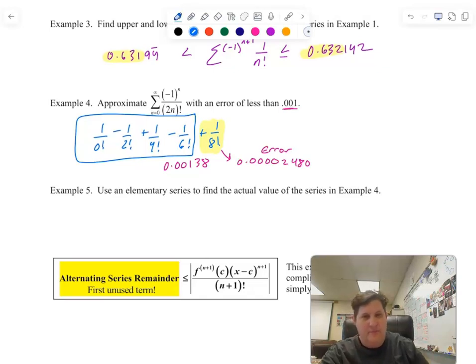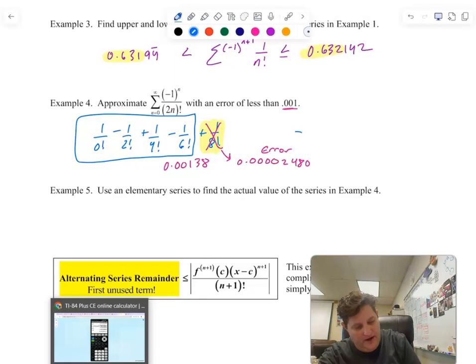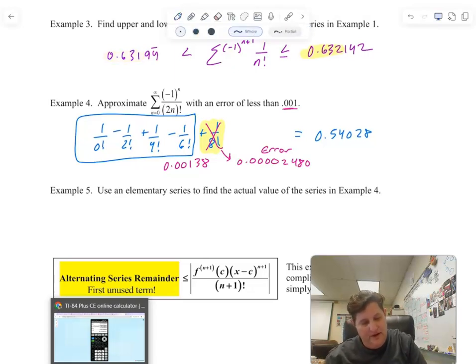Oh, and it wants me to approximate this now, so I've got to do this. 1 minus 1 over 2 factorial plus 1 over 4 factorial minus 1 over 6 factorial. I'm not going to write it all down. So I don't need that term because that's going to be my good error there. And this is what it comes out to. You guys can type that in if you want, okay? But just so that we're moving along here.